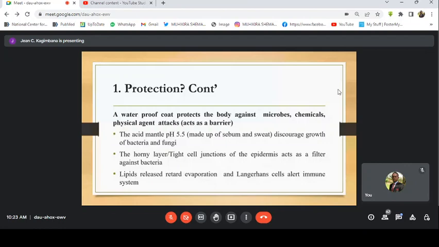Then the horny layer tight cell junction of the epidermis acts as a filter against bacteria. We have seen the cell structure. Okay. Lipid release retards evaporation, and Langerhans cells arrest the immune system. This is the first role, a big role of the skin, played by the epidermis.